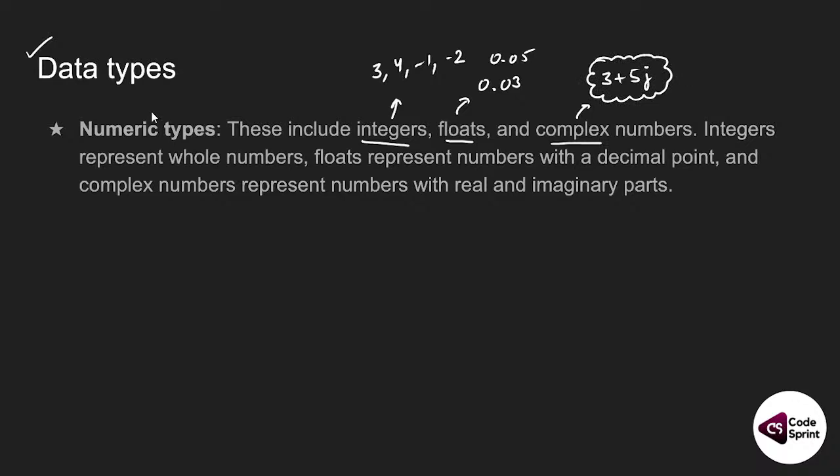Integers are whole numbers, which can also be negative. Floats are decimal numbers. Complex numbers, as we know, have a real part and an imaginary part, which together make a complex number.